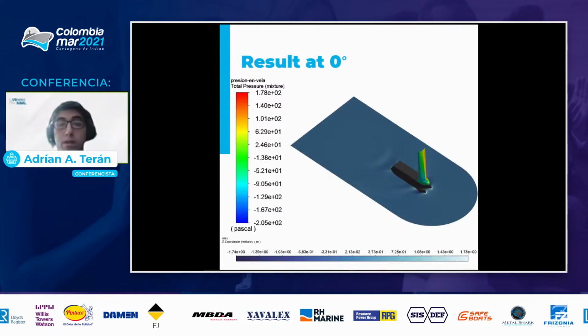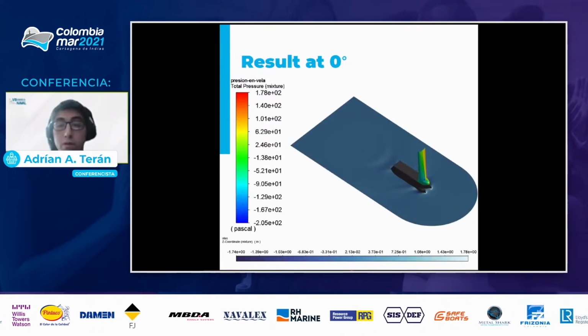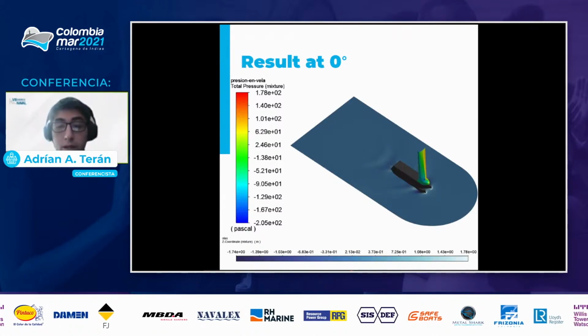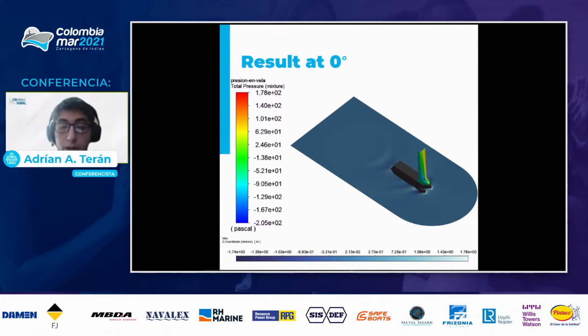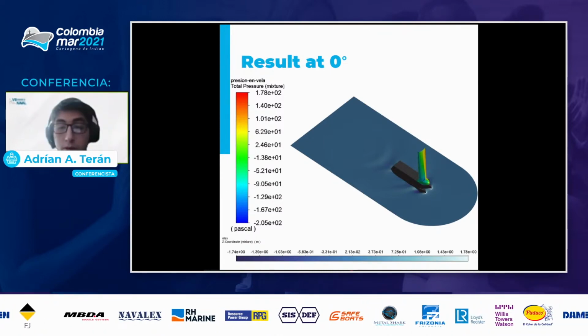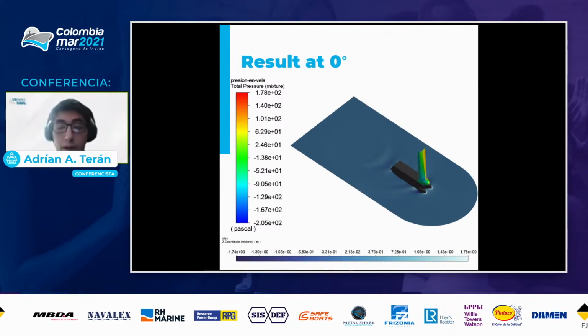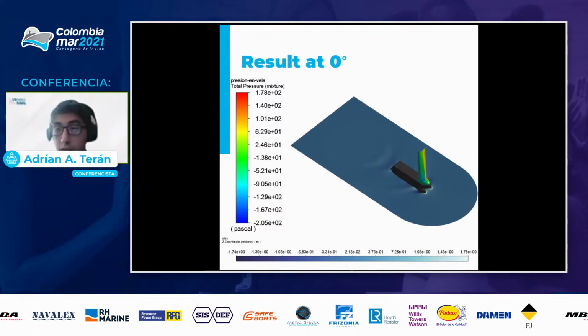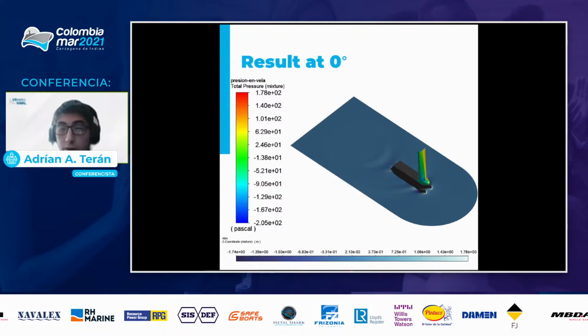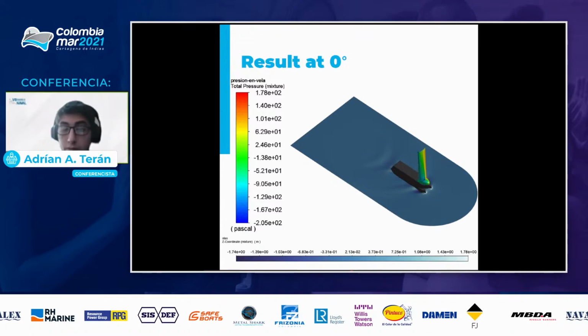Finally, as for the results that we've obtained, we have the formation of waves, as we can see in the color white, going down to dark blue. This is the typical pattern that we have seen and that we have waited for. This is the result of the analysis at an angle of 0 degrees.